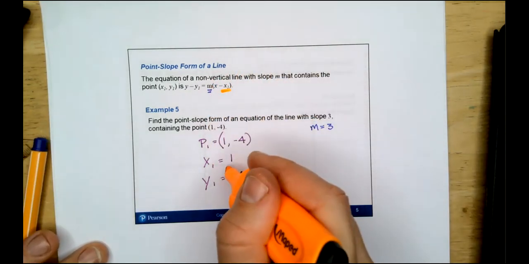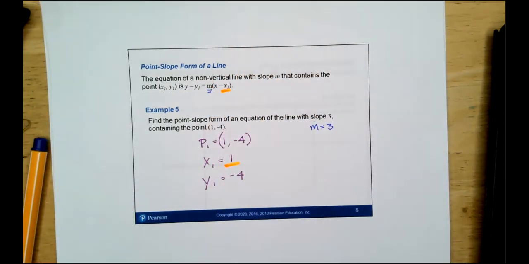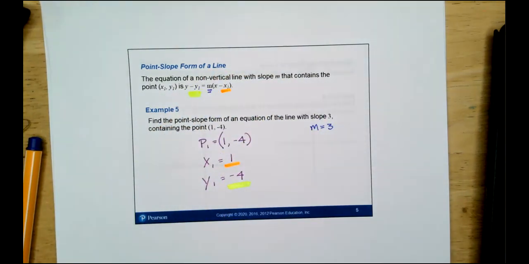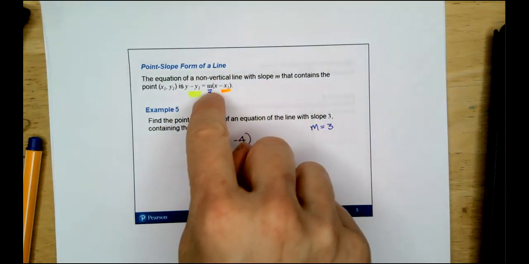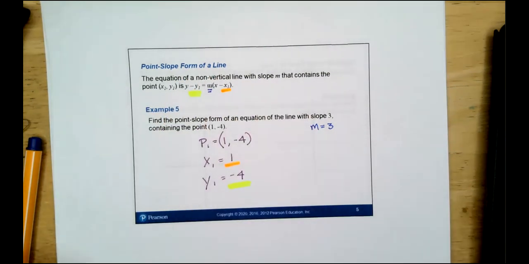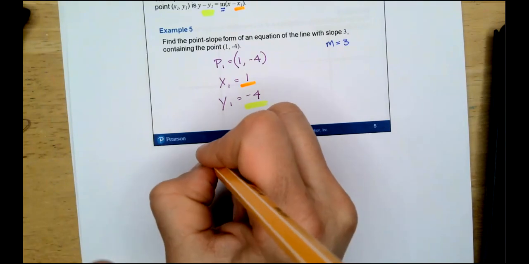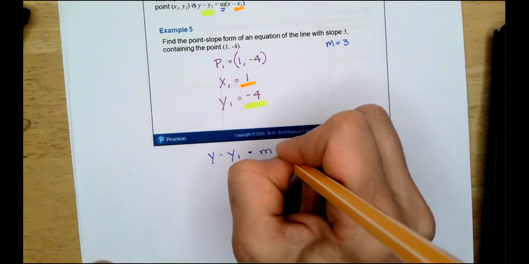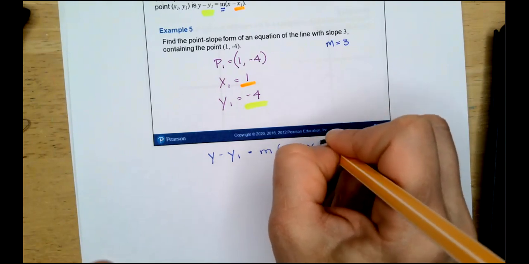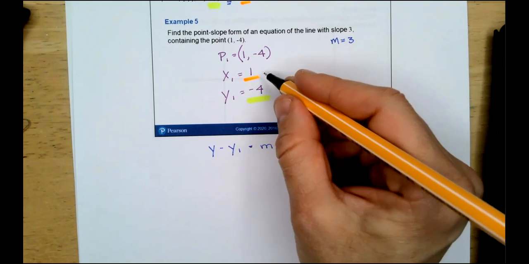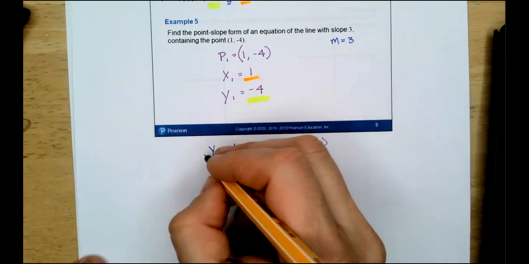So that negative x1 is going to be a negative 1, and that negative y1 is going to be negative negative 4. Here's my m, here's my y1, here's my x1. The equation is y minus y1 is equal to m times x minus x1. Now I'm going to replace those numbers. I'm going to put 3 in for m, 1 in for x1, negative 4 in for y1.